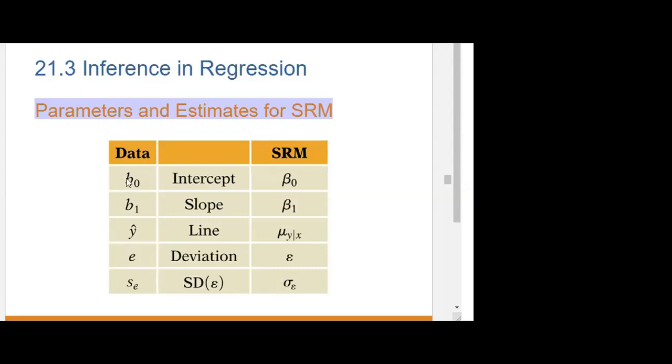On the data side, it is also the same. Beta 0 is the same as B0. Beta 1, B1. They're both slope. Y hat represents the line itself, the estimation of your response variable. Deviations or errors are represented by e. SE is the standard deviation of the errors or residuals.